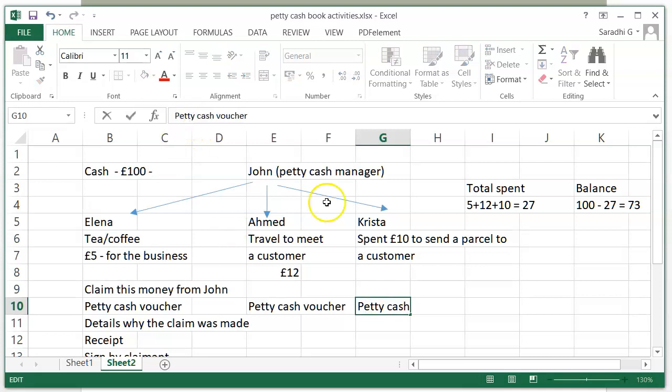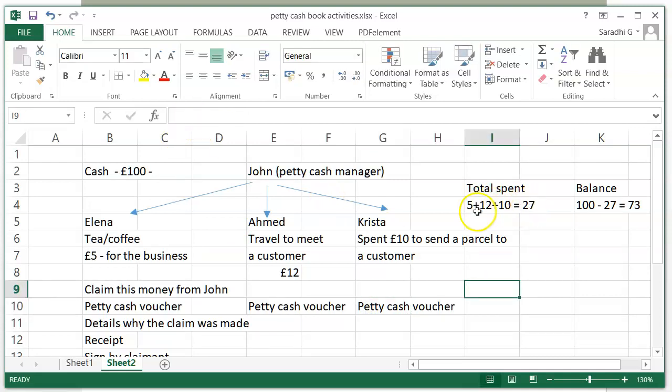And once the money has been claimed, in total they have spent 27, and let's assume the week has come to the end. So in the beginning they had 100 pounds balance. So 100 minus 27, they now have a closing balance of 73 pounds still remaining.